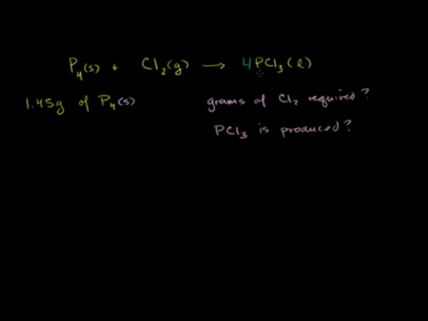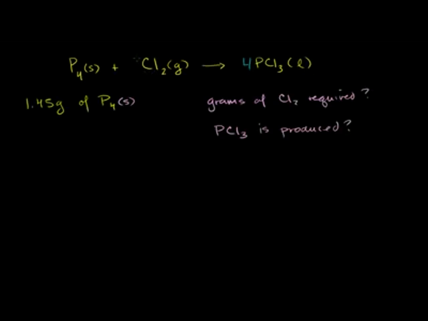Let's balance the chlorine now. On the left-hand side, I only have 2 chlorine atoms. This one molecule of chlorine has 2 atoms in it. Here, each molecule of phosphorus trichloride has 3 chlorines, and I have 4 molecules of it. So 4 times 3, I have 12 chlorines on the right-hand side. I need to have 12 on the left.